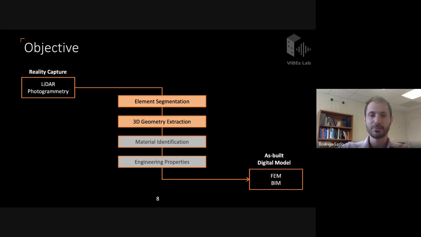Material identification would actually give you an idea of the material properties of the structure, and also some extraction of engineering properties like boundary conditions and joint stiffnesses. So our method so far focuses on the first two. The second two is stuff that we haven't quite gotten to yet.